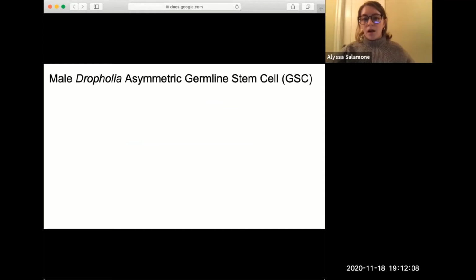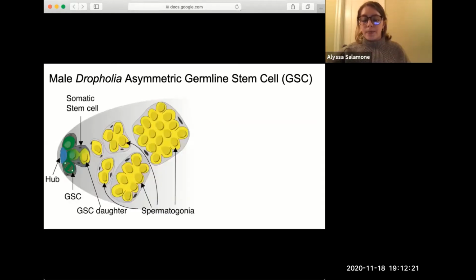Okay, so the model organism for this paper is Drosophila, and the main content being covered and investigated is male Drosophila asymmetric germline stem cell division, GSC division. In this first image here, it is an up-close view of the apical tip of the male Drosophila testis. Starting from left to right, the hub represented in the blue cells is a cluster of somatic cells at the testis apical tip and functions as a stem cell niche.